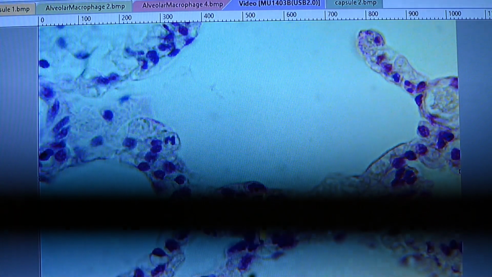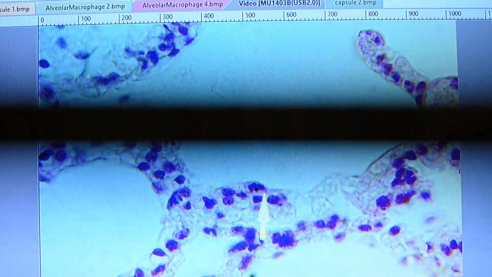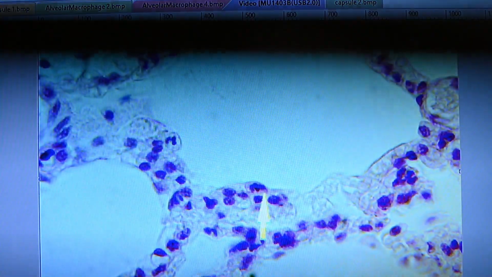Here's another example. Well, no, that's not. That's actually inside of the capillary, so that's not a good example. That would be an endothelial nucleus.